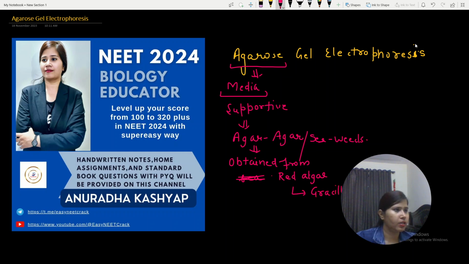I hope it is visible. I am going to write it here: examples of red algae from which agar agar is obtained are Gelidium and Gracilaria.